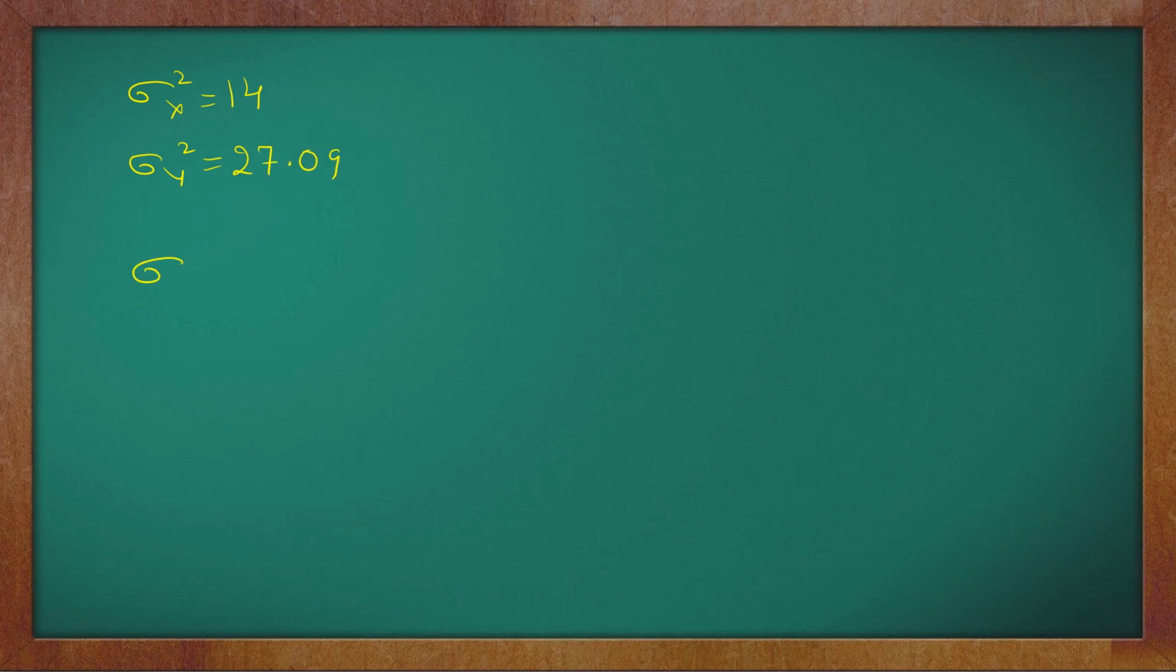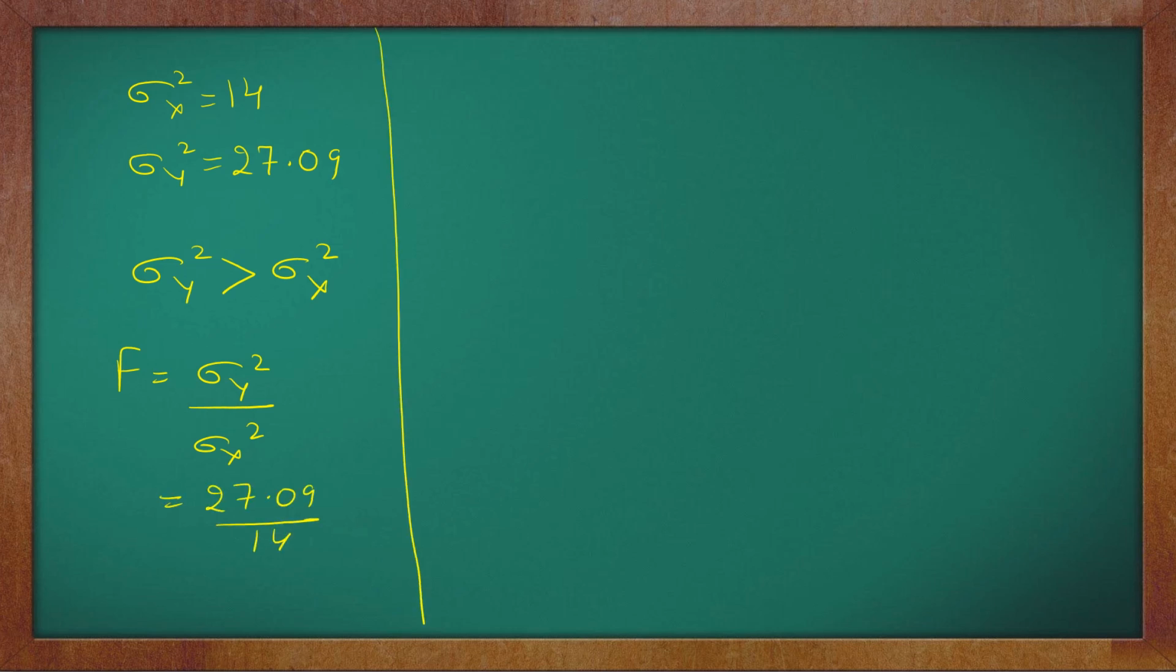Which is greater? Sigma y square is greater than sigma x square. So who will be in the numerator? Sigma y square upon sigma x square, 27.09 divided by 14. Keep in mind that whichever is greater will be the numerator. So my F is right now 1.9. We got the value.